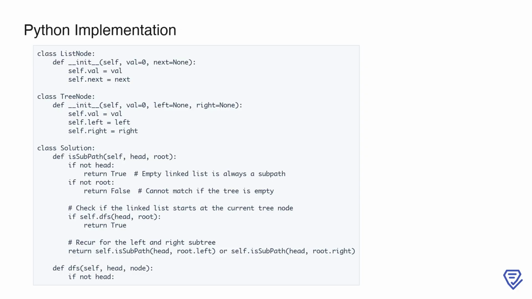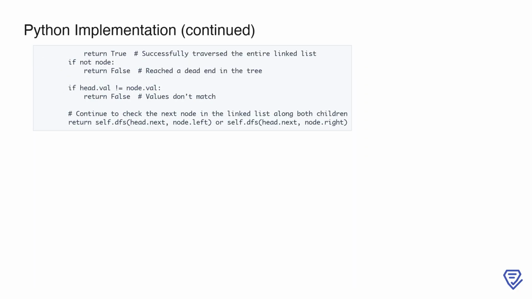We first handle two base cases. If the linked list is empty, we return true because an empty list is always a subpath. If the binary tree is empty, we return false since there's no tree to search in. After these checks, we use a helper method called DFS to determine if the linked list starts at the current tree node. If it does, we return true. Otherwise, we recursively check the left and right subtrees to see if the linked list is a subpath in either branch.